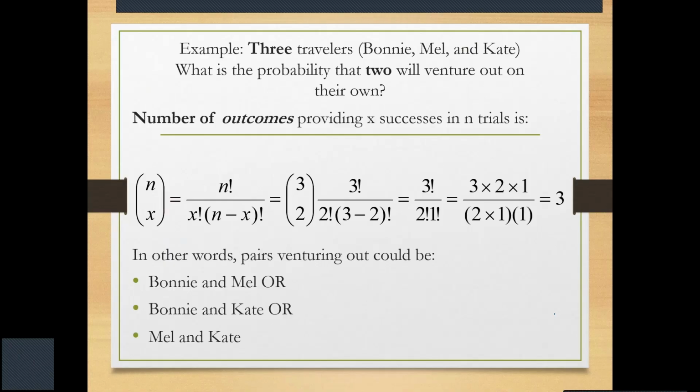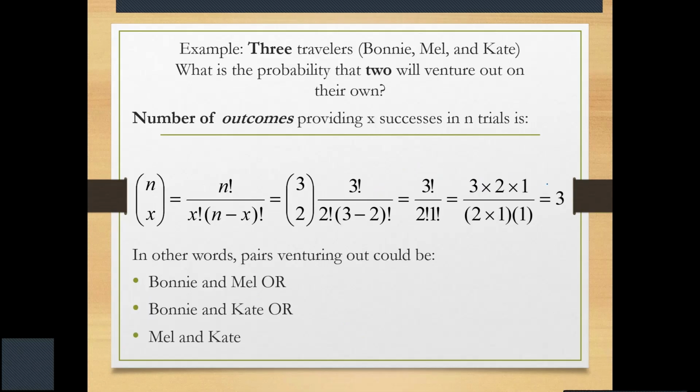So, for example, here are three of my travelers, Bonnie, Mel, and Kate, who definitely were kind of adventuresome. And what is the probability that two of them will venture out on their own? So we want the number of outcomes providing two successes out of three trials. Okay, so n is 3 and x is 2. And so that is 3 factorial over 2 factorial times 3 minus 2 factorial.